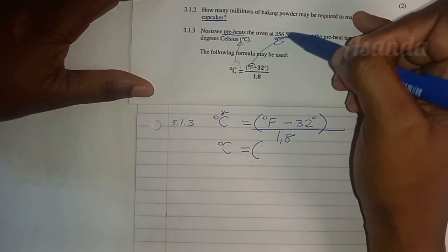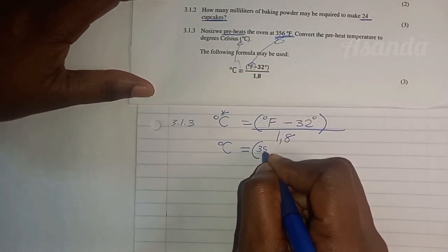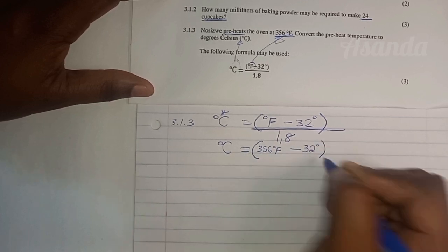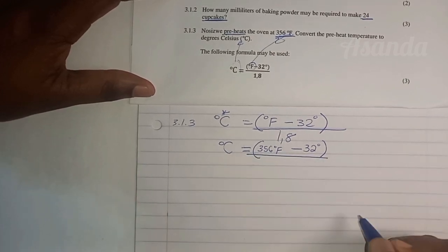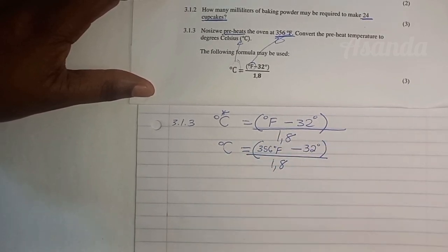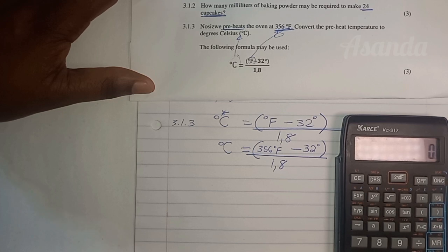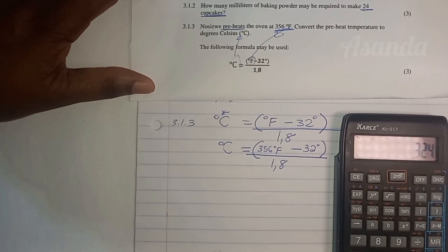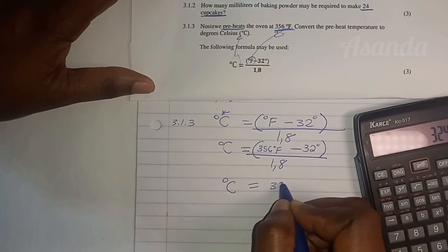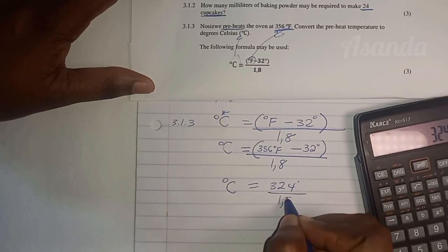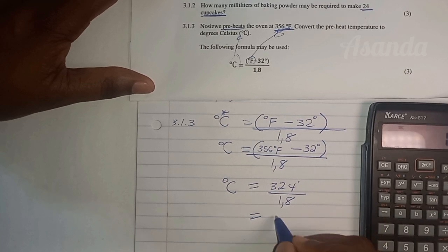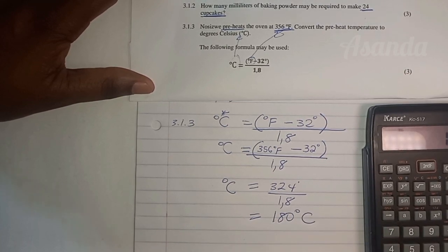What comes next? The F is now that number there. So I'm just going to write 356 degrees Fahrenheit minus the 32 degrees, close bracket. And then I divide by 1.8. So the next step, I'm going to minus: 356 minus 32 gives us 324. So degrees Celsius is equal to 324 divided by 1.8. And then I get 180 degrees Celsius.